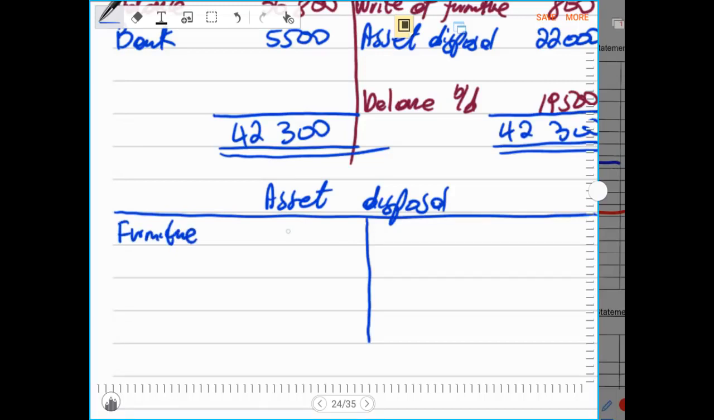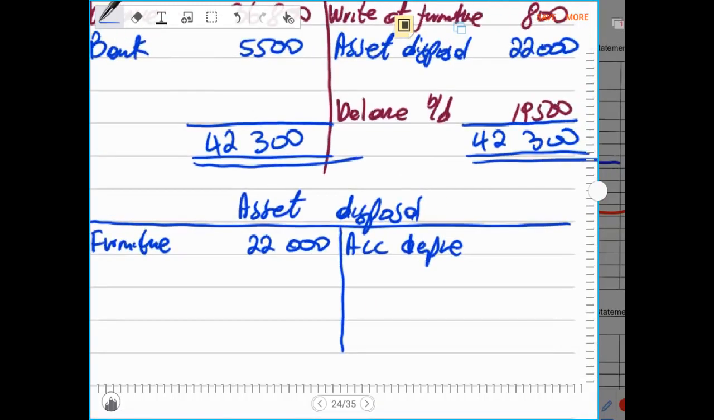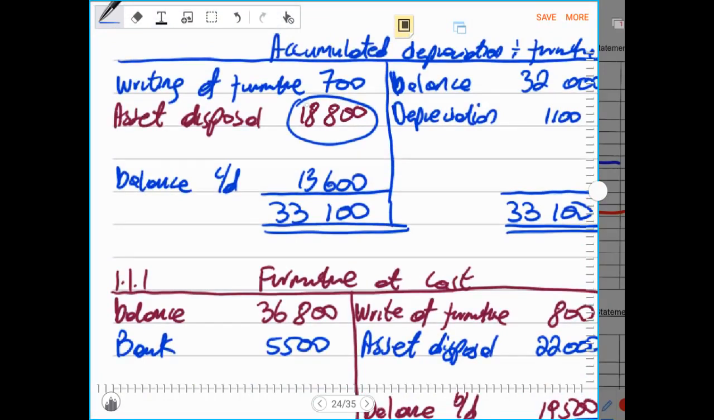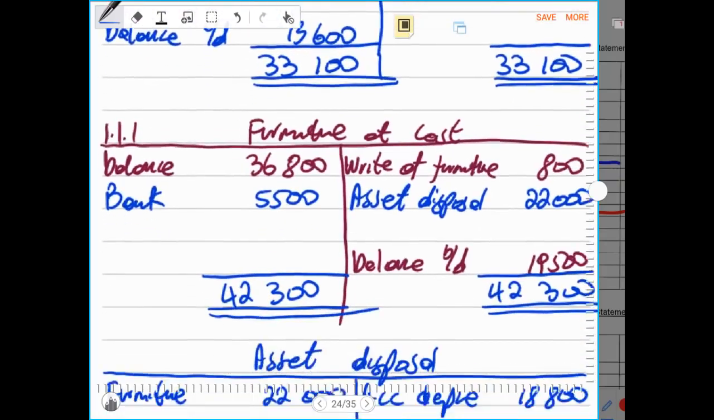And the cost price of the furniture that was sold, we calculated that to be 22,000 rands, remember. Then we have to record on the credit side the accumulated depreciation for the furniture that was sold. It was 18,800. It came from our calculation in the accumulated depreciation ledger account. So it was important for us to do that too.